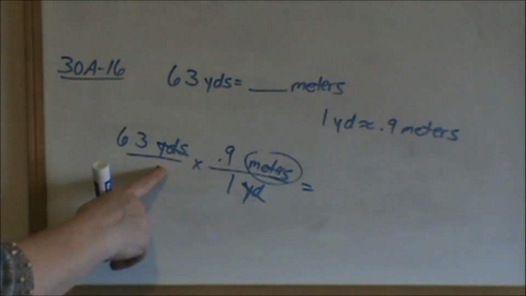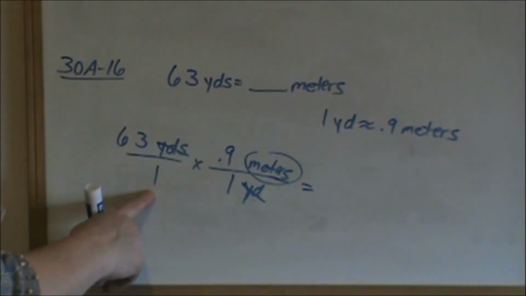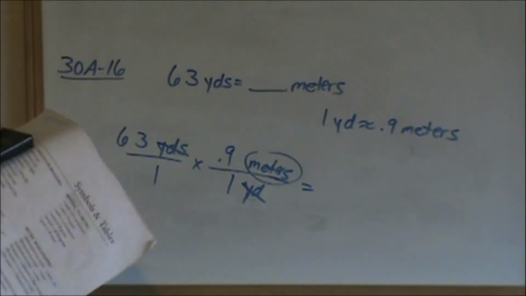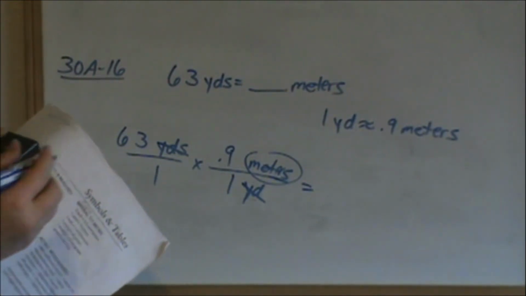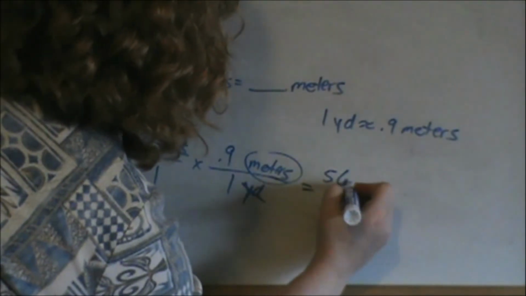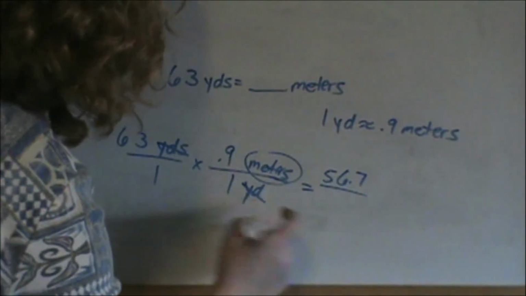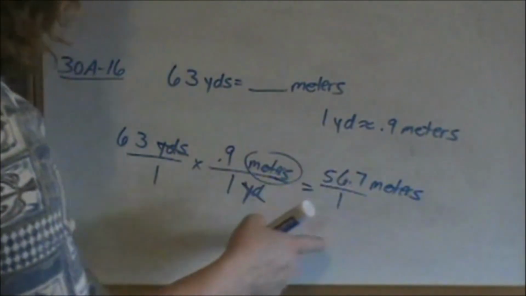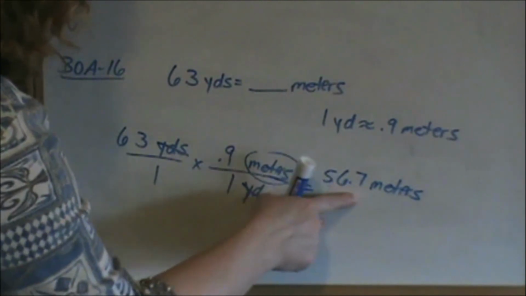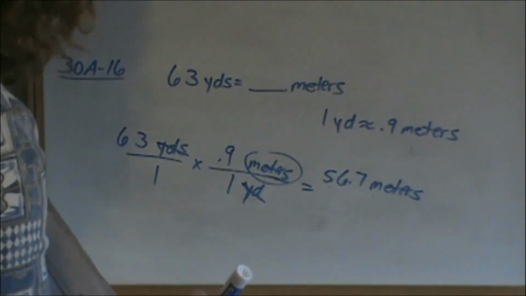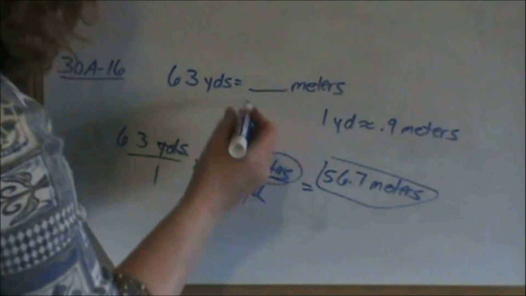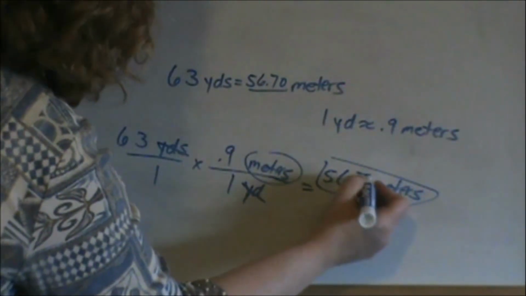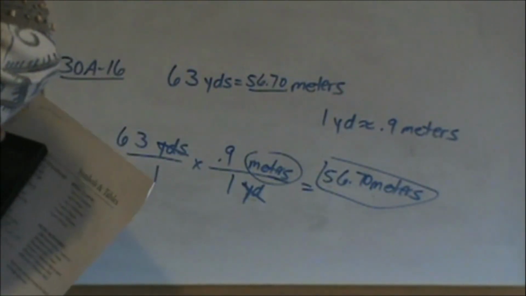So then it's multiplying fractions, numerator to numerator, denominator to denominator. 63 times 0.9. I'll do that in my calculator. It was 56.7 over 1 times 1, which is 1. And I'm left with meters. 56.7 divided by 1 is still just 56.7. No need to write the 1 in the denominator. So 63 yards is approximately 56.7 meters.